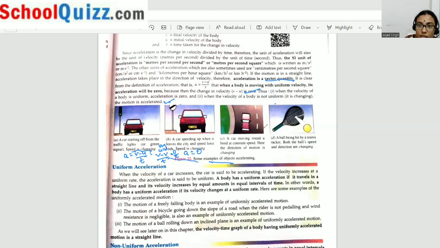So again I am using the eraser option so that I'll clear the mess and move towards the next part.